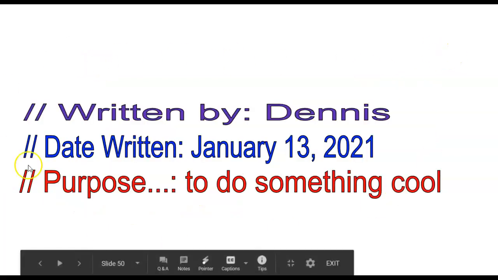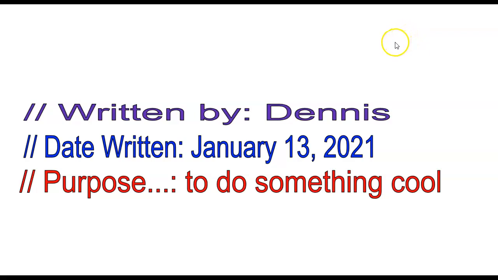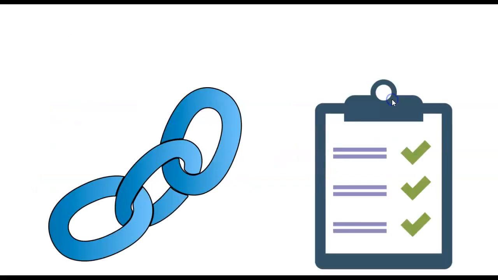All of your code better have a comment header if you want full credit, and in your comment header, I would at least at minimum like you to have your name, the date you wrote your code, and a short statement of kind of what the code's about. Comment header.